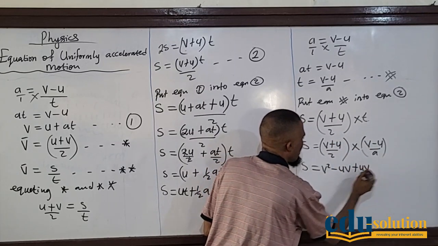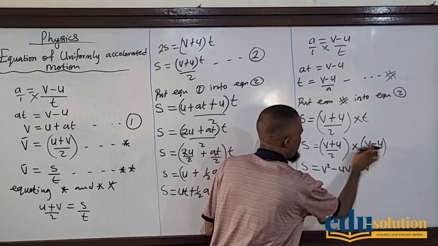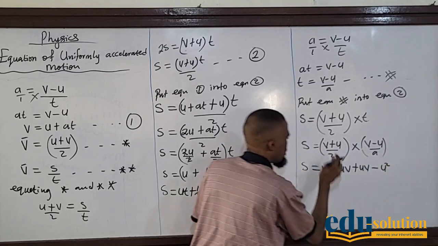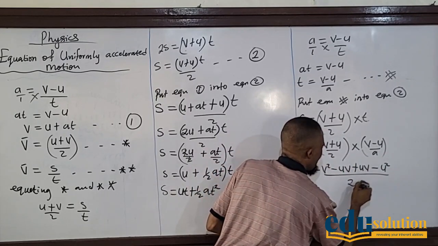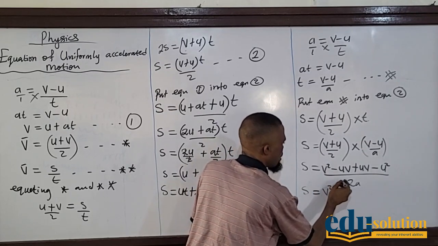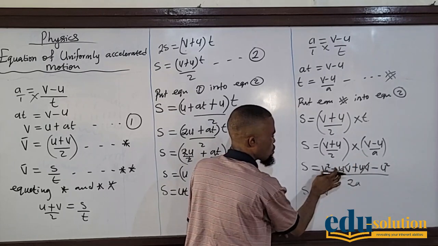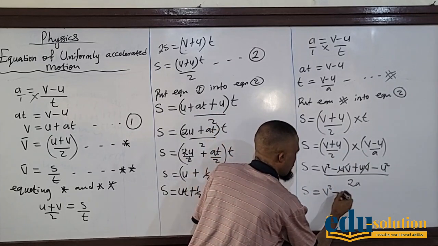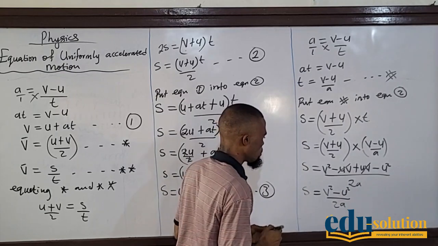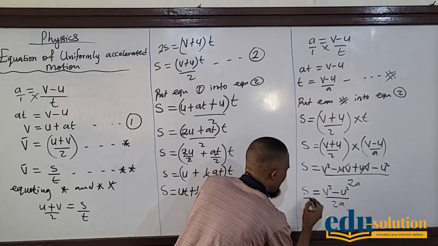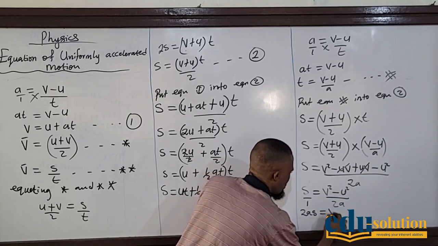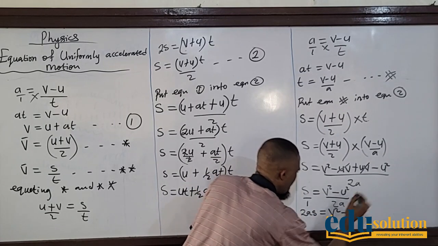Plus uv. And then u times minus, of course, you know minus and plus is going to give us a minus. And then u times u is what? U squared. And then 2 times a is what? 2a. So we are finally having s is equal to v squared. This is going to cancel this because this is minus uv and this is plus uv. So we now have u squared over 2a. Okay, so from here, if we cross multiply at the end, we're having 2as is equal to v squared minus u squared. This is what we're having now.